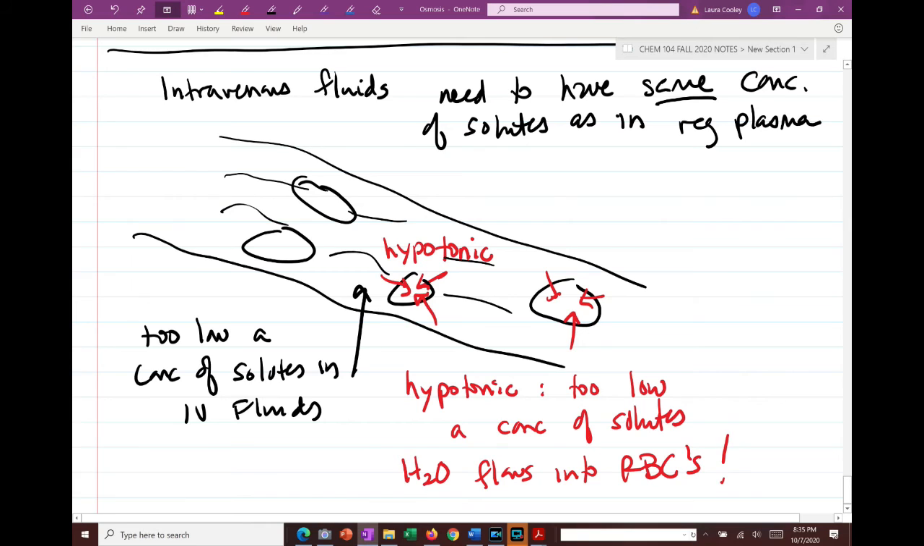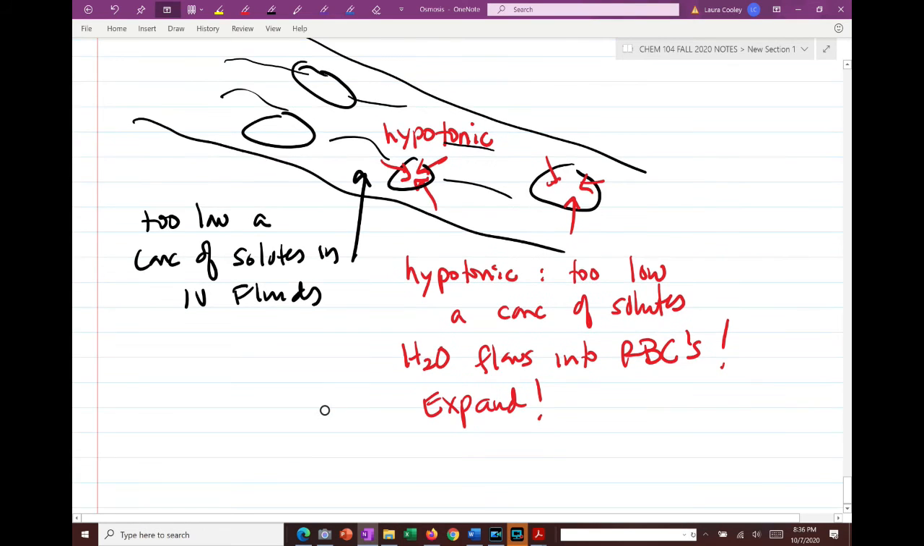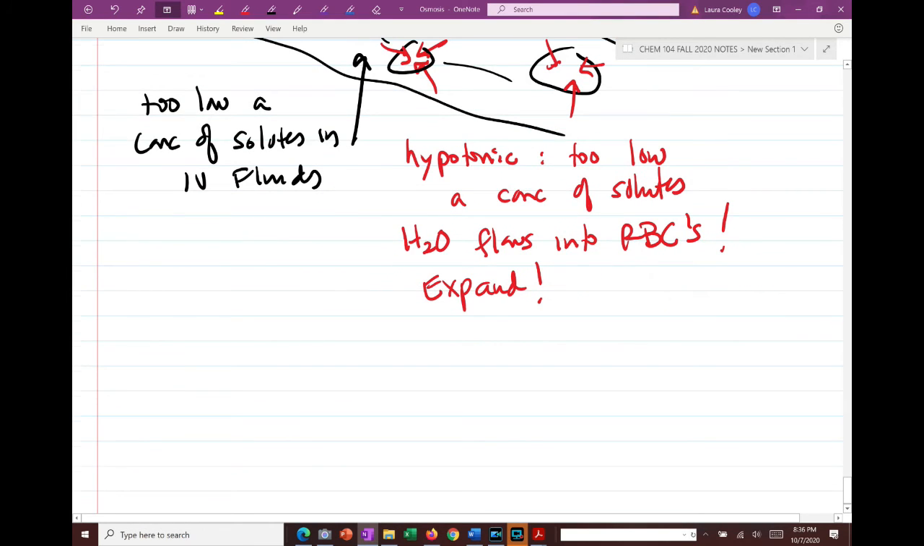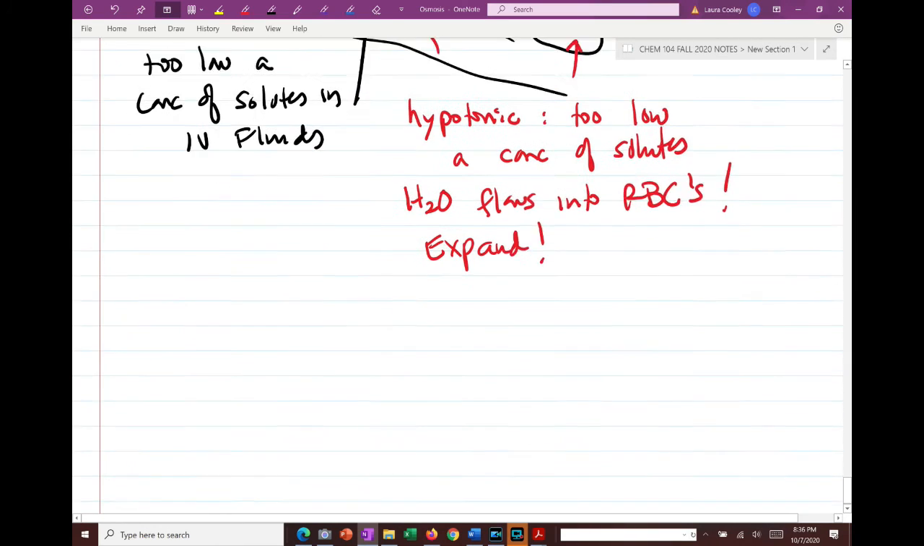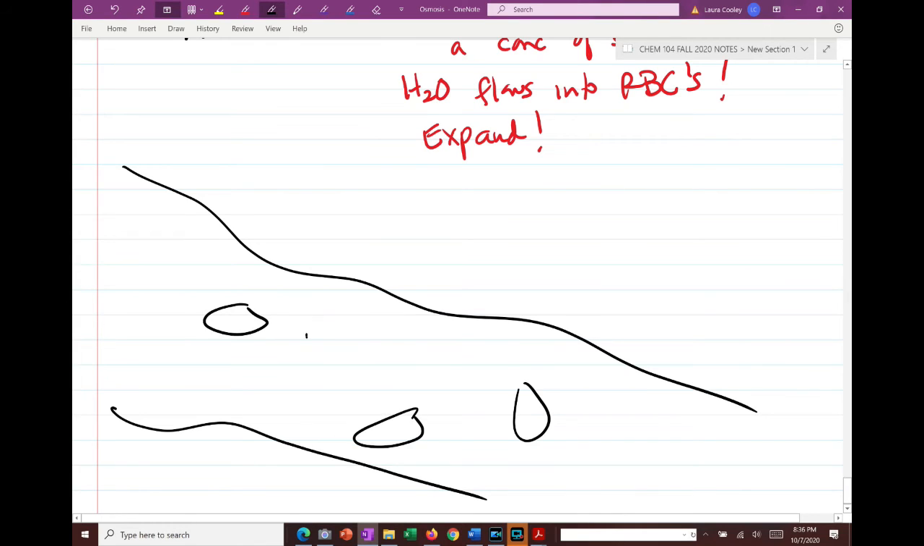And guess what? They expand, and that is not good for your health. Okay? And that's what happens if you have a concentration of solutes that's too low. And then, of course, you can have the opposite situation where you have your red blood cells and here's your plasma. And what if you put in IV fluids that are hypertonic?